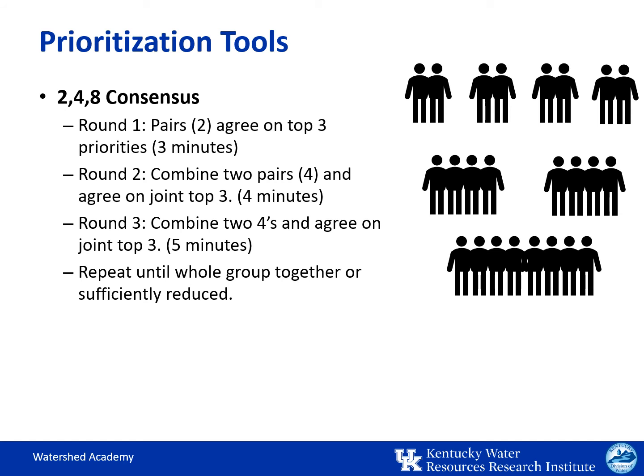All right, then you're going to stop and you're going to say, all right, each group of two, we want you to combine with another group of two. And so now you, as a group of four, we want you to share your ideas and come up with a joint top three. Take about 4 minutes to do that. Now you're going to combine the groups of four into groups of eight, and you're going to have them do the same process, agree on their top three. So they're going to share, and they're going to come to agreement. That should probably take 5 minutes.